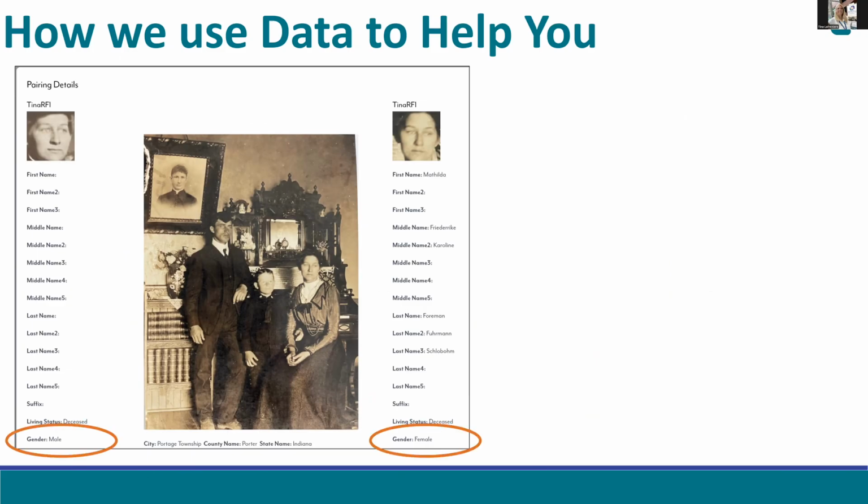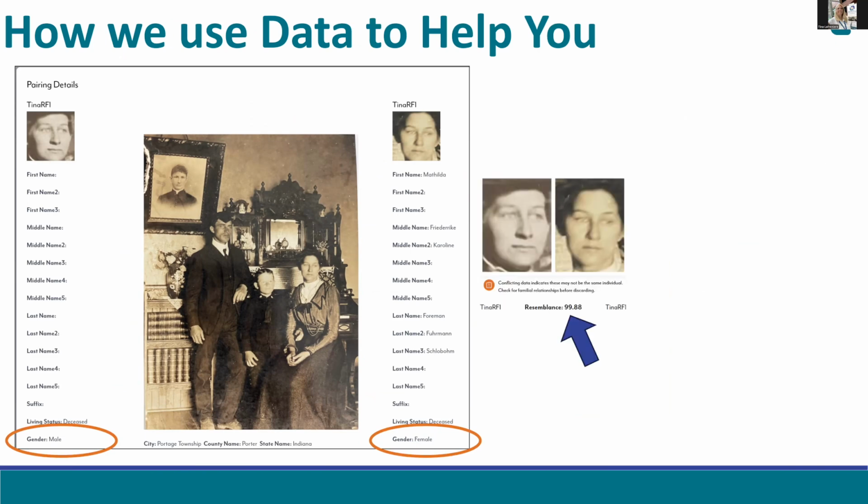And I've changed my unknown woman's gender to male. Now notice that the conflicting gender data lowered the resemblance score. Plus, a related faces data conflict alert has been triggered. This alert will appear when the data shows the two people in the pairing are unlikely to be the same person based solely on the conflicting data. In this case, one set of data says male, while the other says female.